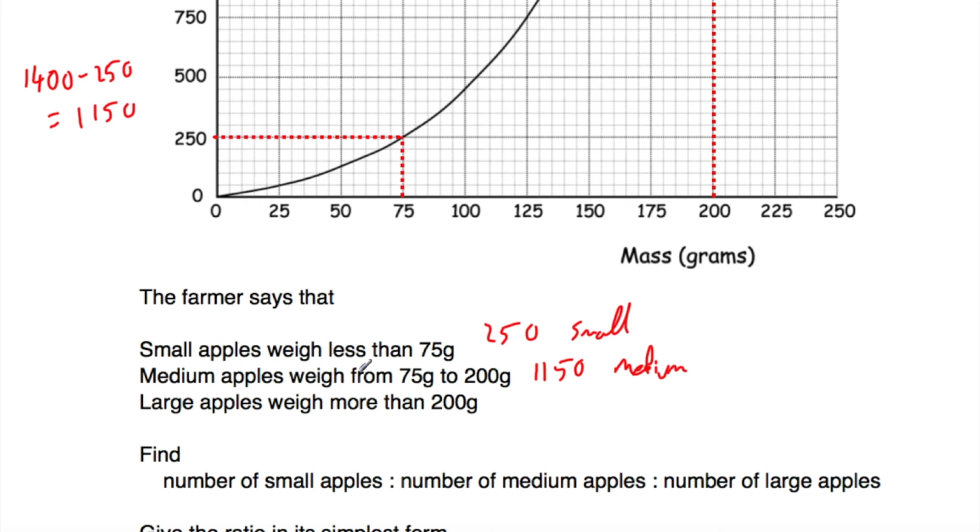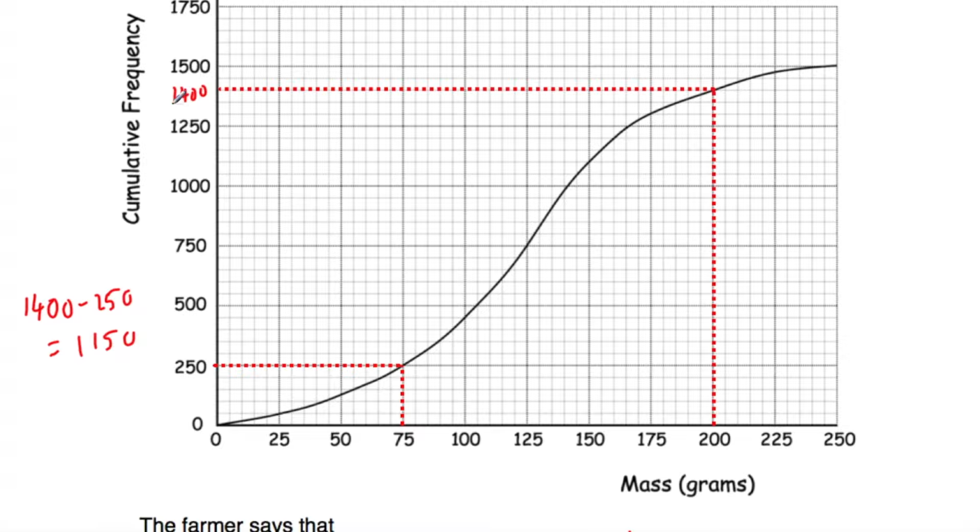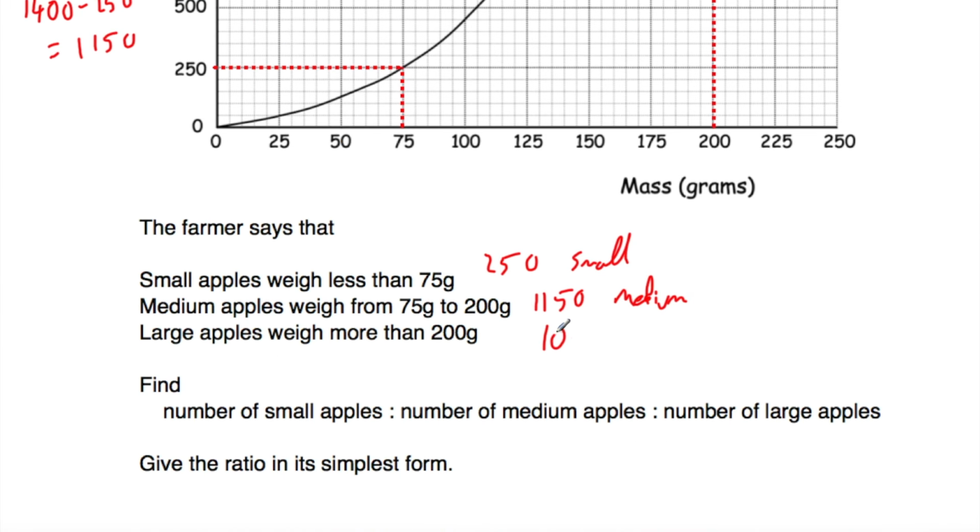Okay, and then it says the large apples weigh more than 200 grams. So if we go up here, well, we know that 1,400 apples weigh less than 200 grams. So more than 200 grams would be the rest, which is 100, because there's 100 more apples to get to the total, which is 1,500. So that means there's 100 large apples. So let's write that down. There's 100 large apples. So that's great. We now know there's 250 small apples, 1,150 medium apples, and 100 large apples.